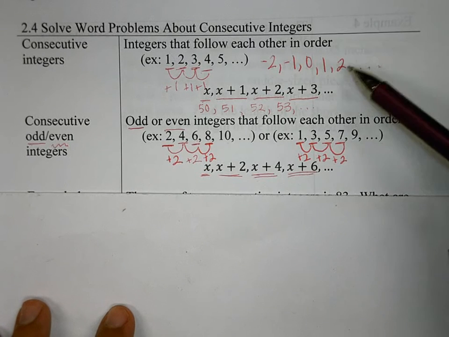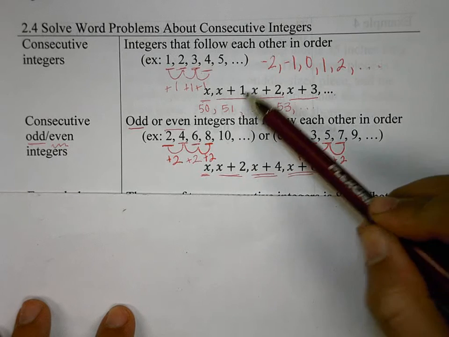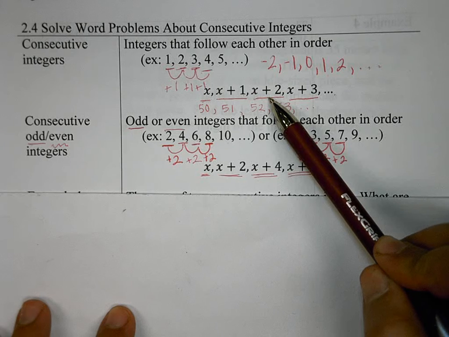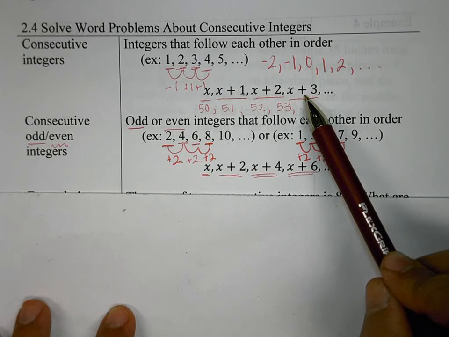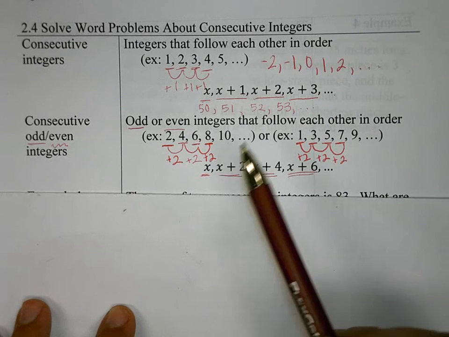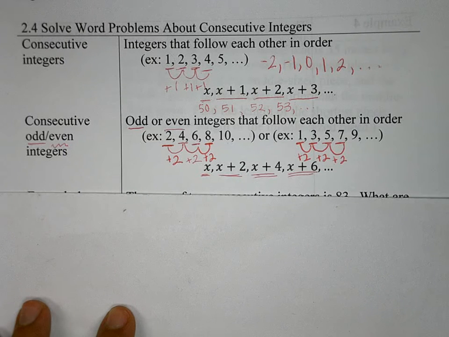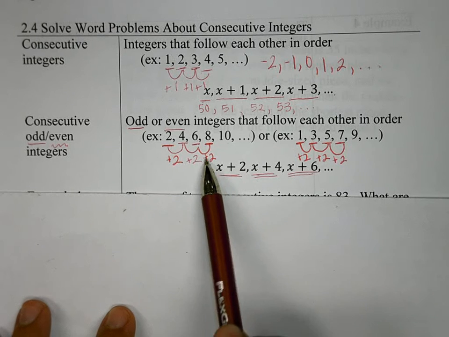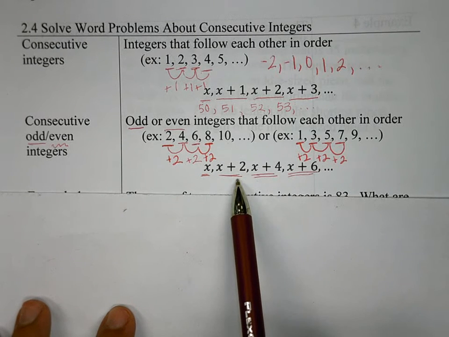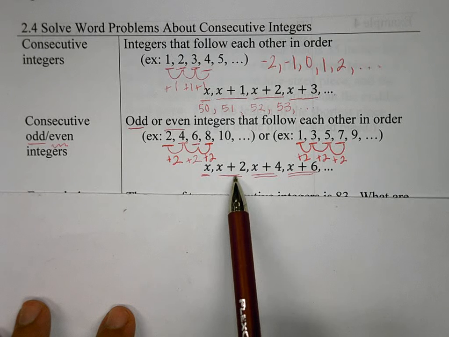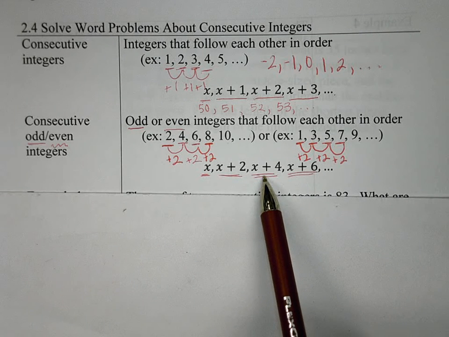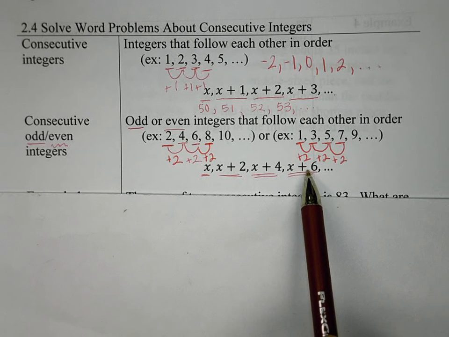So if we're looking at just plain consecutive integers, we just add 1 each time. So we start at x, and we go to x plus 1, the next number is x plus 2, the next number is x plus 3, and so on. If we're looking at odd or even integers, it doesn't matter. You're still going to use this same general form. We start at x, but we have to skip over the next number to get to the next odd or even, so that's going to be x plus 2. The number after that, we have to skip over another number, so we go x plus 4. And then the next one would be x plus 6, and so on and so on.